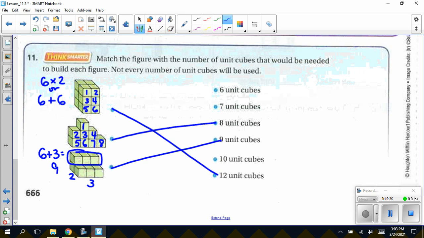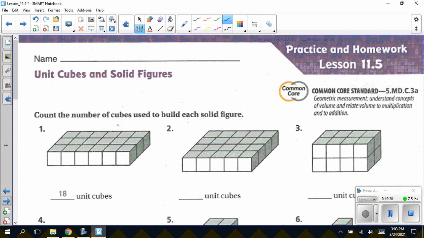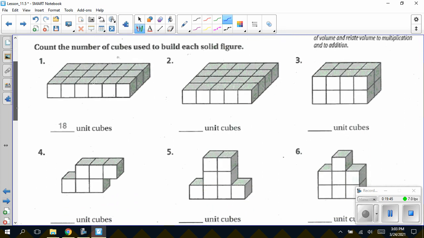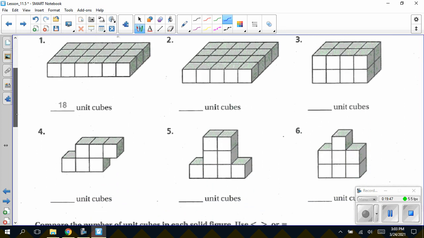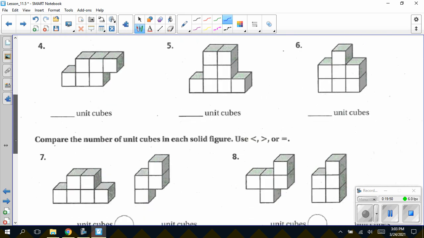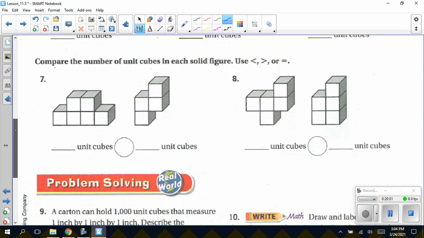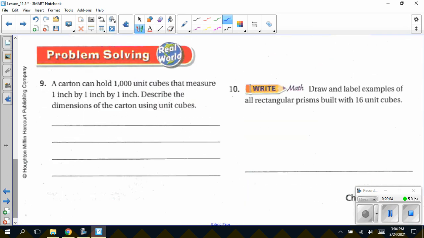Now for your homework, you will be solving 2 through 10. 2 through 6 are fill in the blank. Then numbers 7 and 8 are going to be both drop-down boxes. Select the correct number of unit cubes, and then also select the correct comparison sign. For number 9, this is a multiple choice question. It is going to be a mark all that apply, so there will be more than one answer.